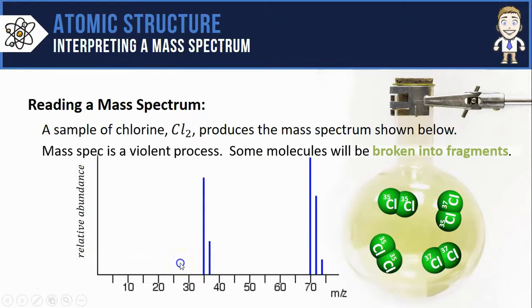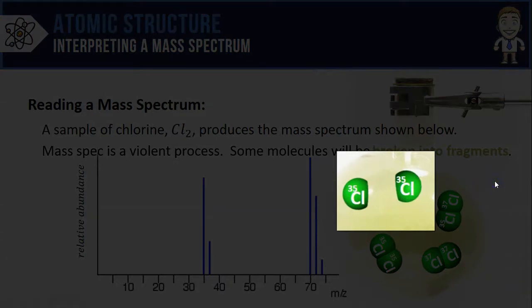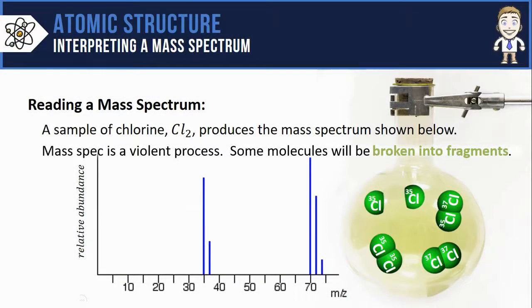To understand those, you've got to also know that mass spectroscopy is a very violent process. And even though we're primarily testing Cl2 molecules, as they collide with each other and with the inside walls of the spectrometer itself, some of them are going to actually be broken apart into pieces or fragments. So let's say that this Cl2 molecule right here is actually split in 2. That means the mass spectrometer isn't going to read it as a mass of 70 because it no longer exists. The spectrometer will now read the masses of these separated atoms.